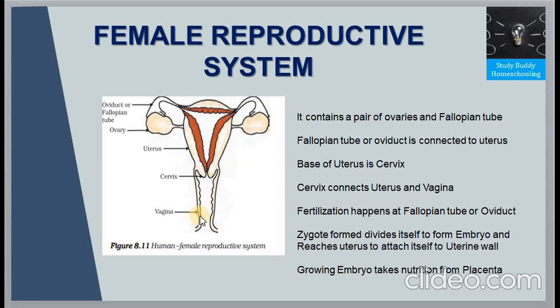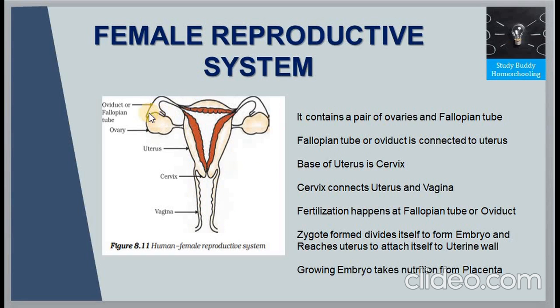The cervix leads to the vagina. The vagina is connected to the external genitals. So the cervix basically connects the vagina to the uterus. Sperms during intercourse enter through the vagina, get into the cervix and reach the fallopian tube. Now let's see what exactly happens in the process.